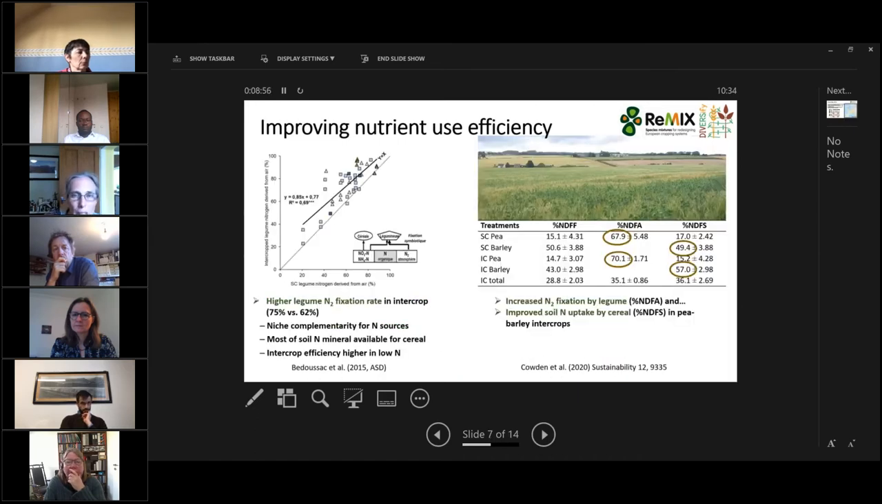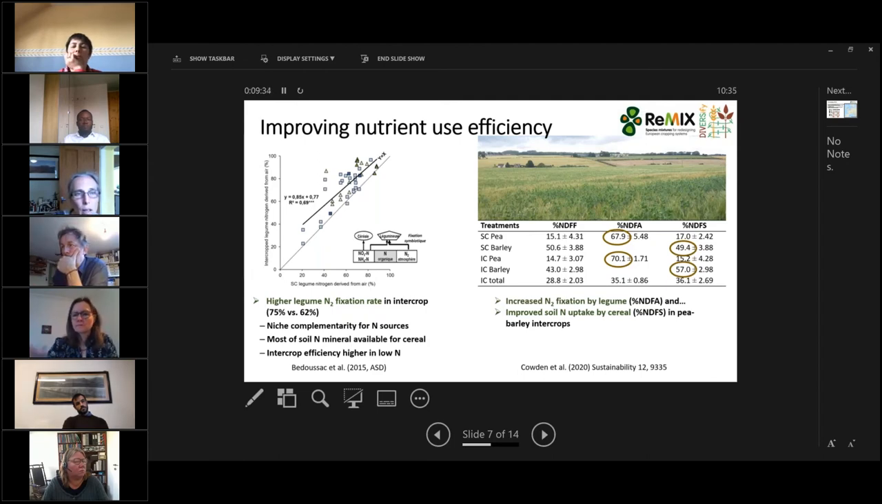Growing legumes with cereals and oilseeds, which is generally what we've looked at in many of the trials carried out in these two projects, is generally an approach that's used to improve the nitrogen use efficiency of the intercrop, of the associated crop. Because we know legumes have this special capacity to take atmospheric nitrogen and convert it into a usable form. But as trials have also shown, when you intercrop a legume with a cereal or oilseed, that can actually improve the nitrogen fixation capacity of the legume as well.